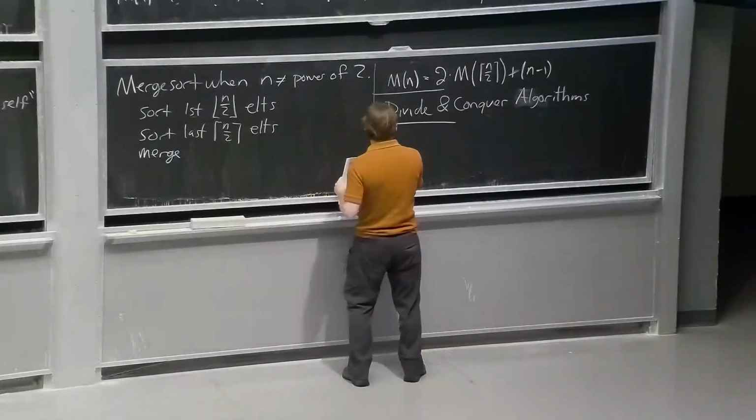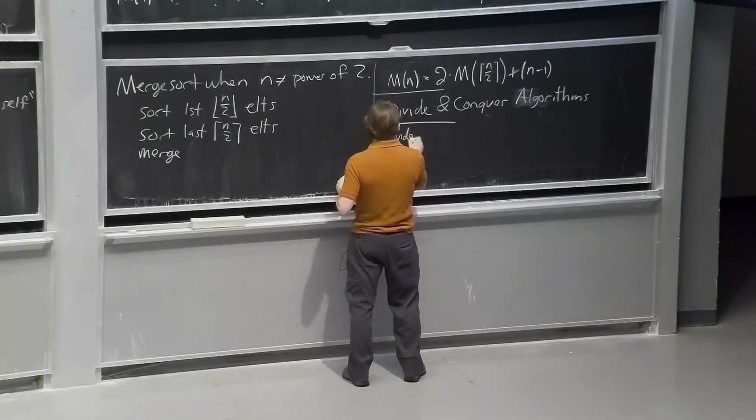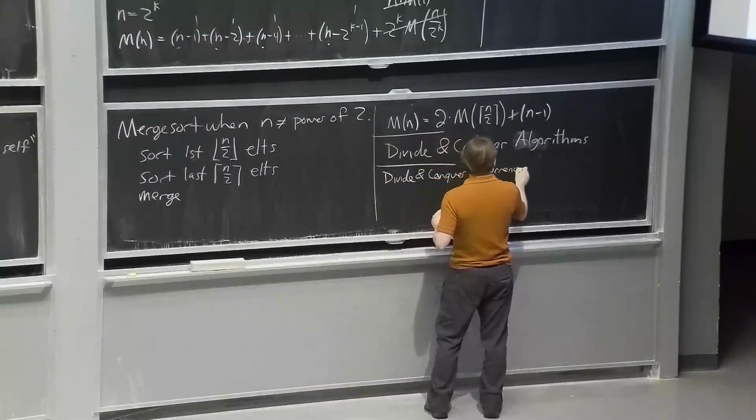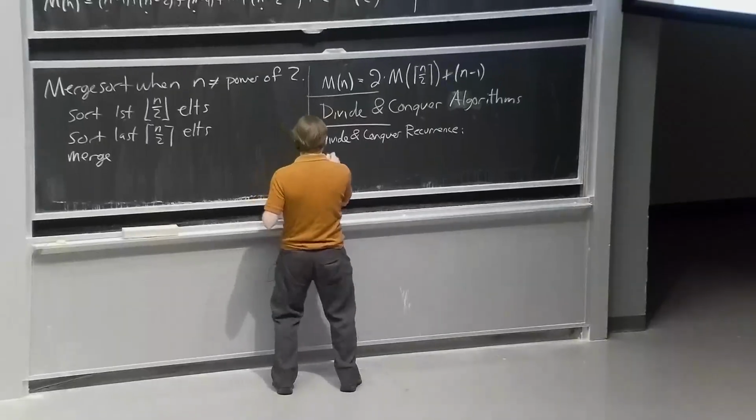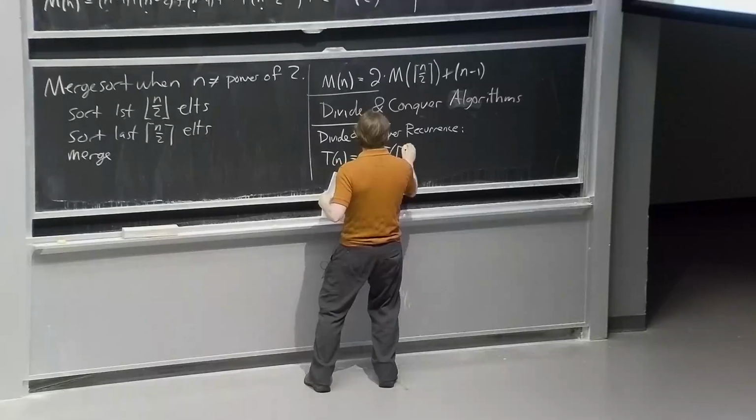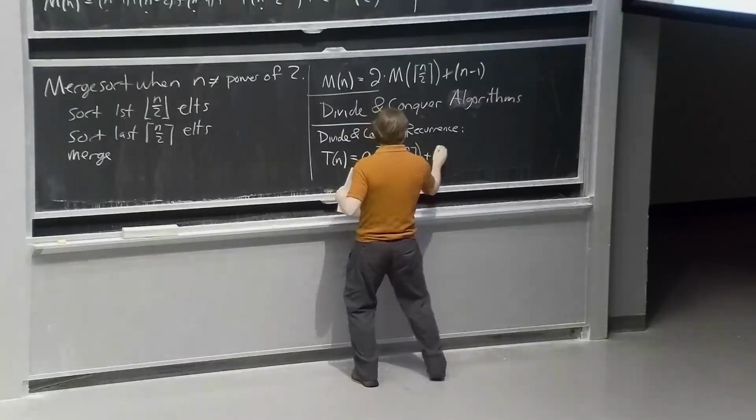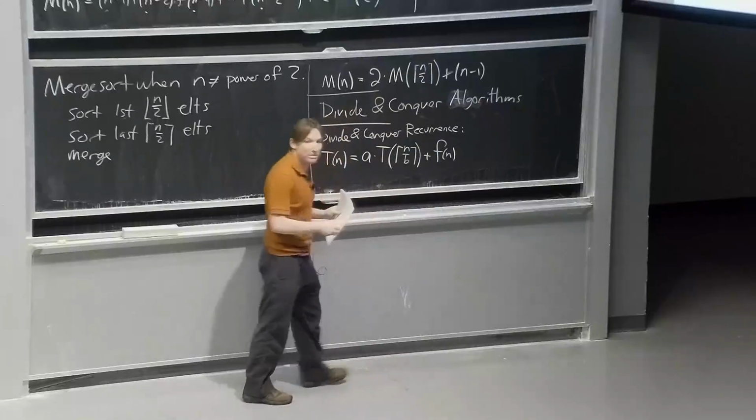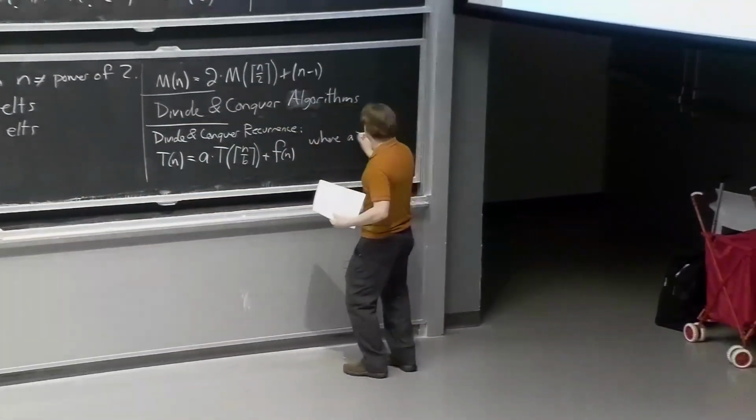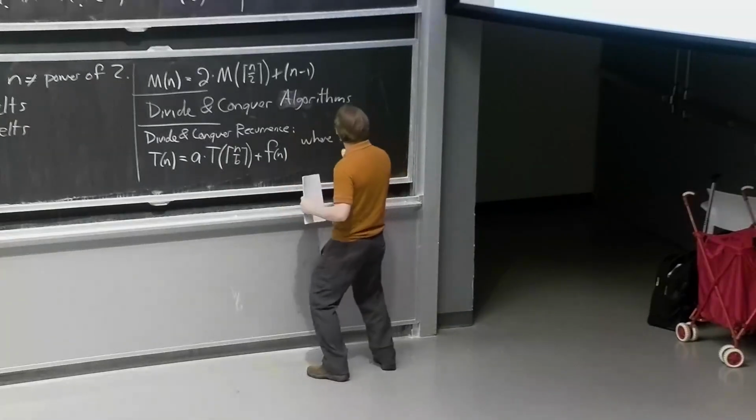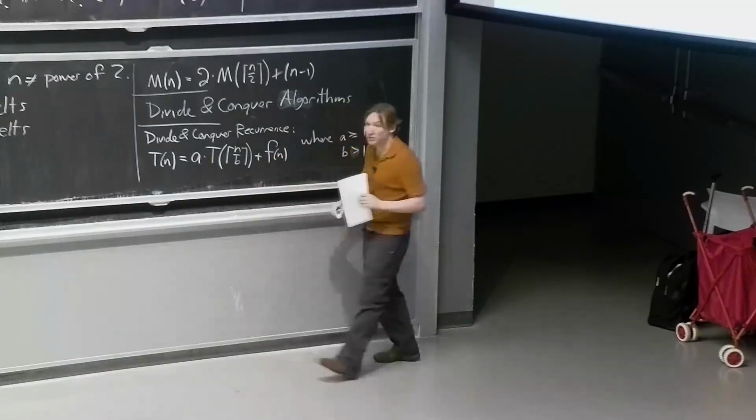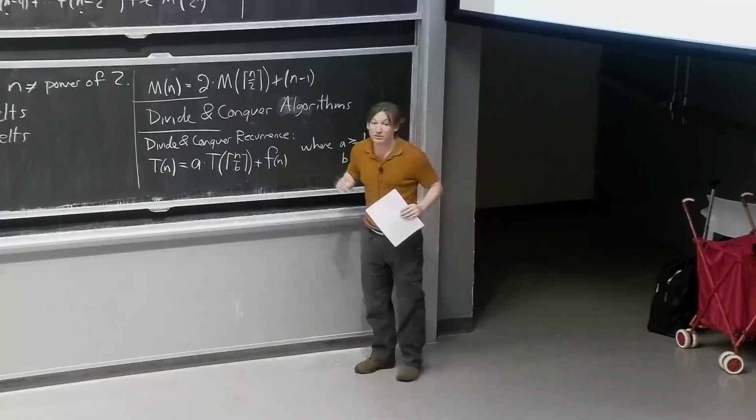Suppose we have a recurrence. We'll call it a divide and conquer recurrence, and it's going to be one that looks like this. It's going to be T(n) equals some constant a times T of the ceiling of n over b, plus some function f(n), where a is at least 1, and b is strictly greater than 1. And f(n) is some function.